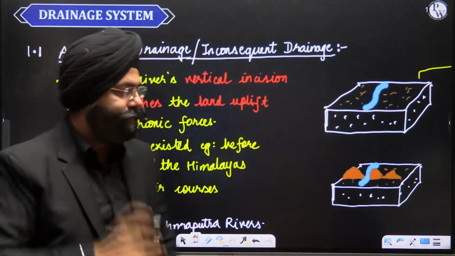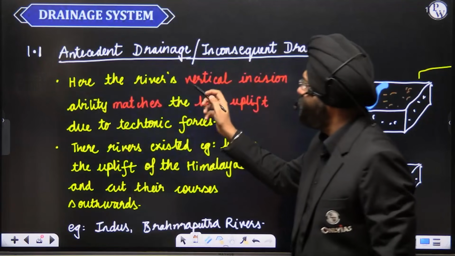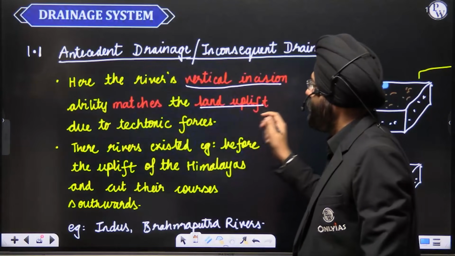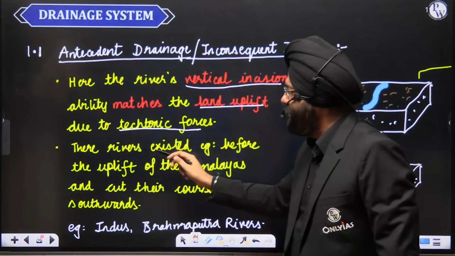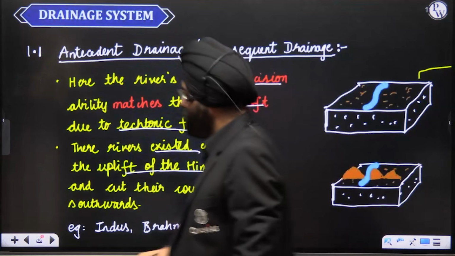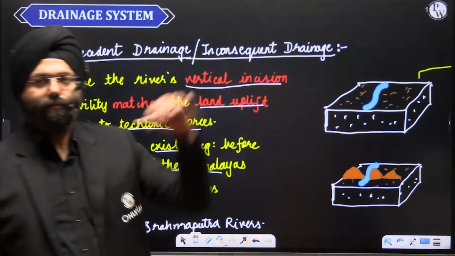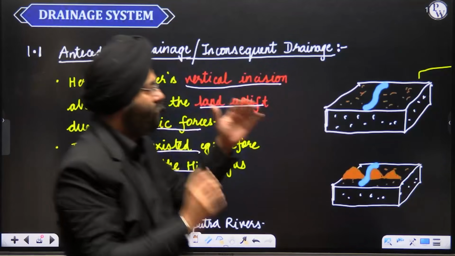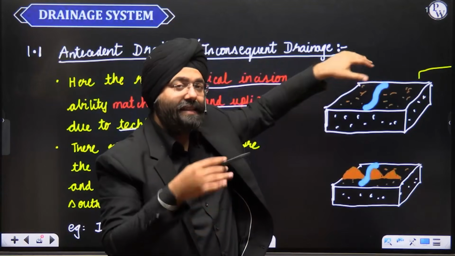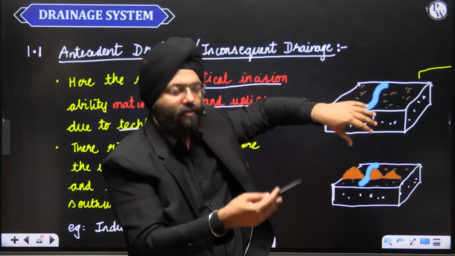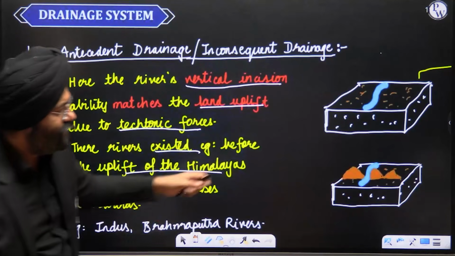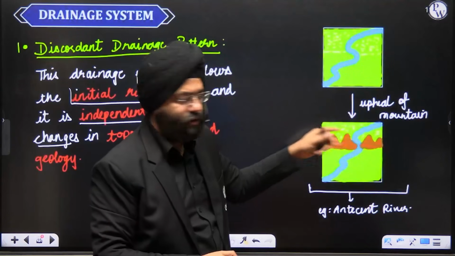What does it mean? See. Here the river's vertical incision ability matches the land uplift due to tectonic forces. These rivers existed even before the upliftment of the Himalayas that cut the courses southward. Now understand. You need to understand this very, very carefully. Over here, let us assume this river is flowing. What do you mean by antecedent? Because please understand, this is itself discordant because antecedent is an example of discordant. Let's see them. This river is flowing, and the previous example that I had given you is itself an example of antecedent. So what happens?